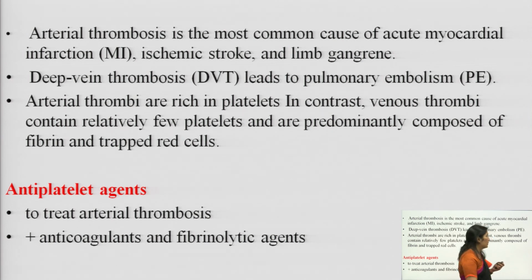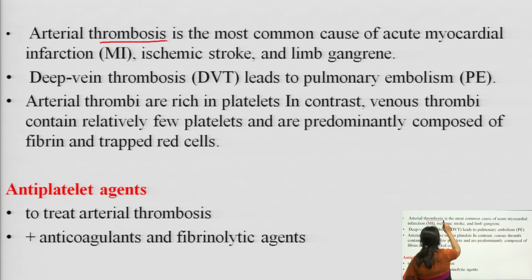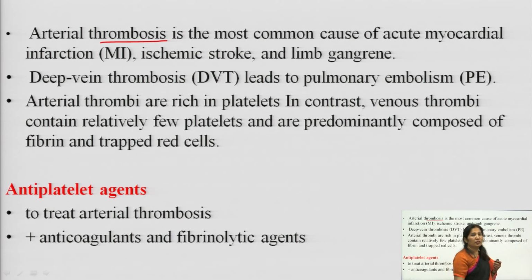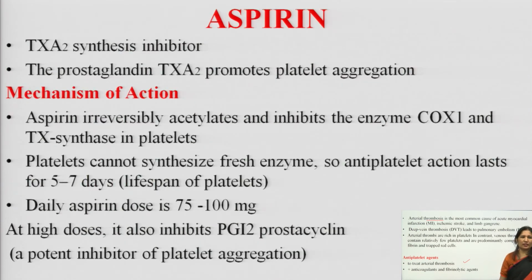and this thrombosis is very risky, it is life threatening. It may lead to myocardial infarction, it may lead to ischemic stroke. And if this thrombus gets dislodged and floats in the blood, it is known as an embolus, and that embolus may block any of the major arteries. Then it causes pulmonary embolism. So antiplatelet agents are used to treat arterial thrombosis along with the anticoagulants and the fibrinolytic agents.